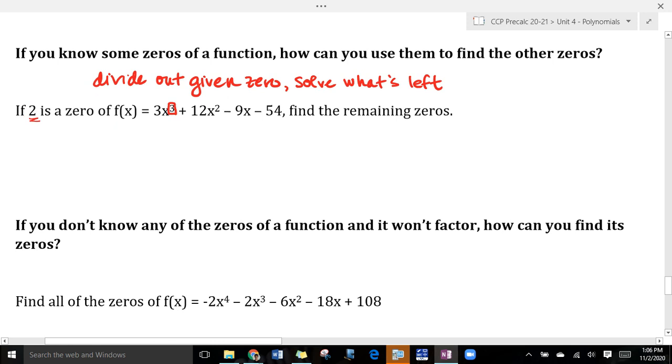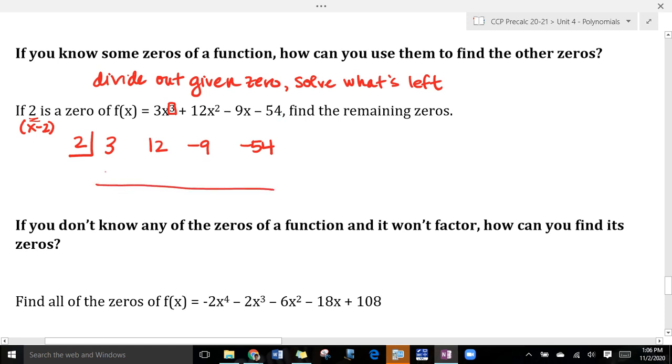So if I've been given a specific zero, I'm going to use synthetic division because I have far fewer places to make mistakes. Remember, the zero goes in the box. It would have come from a factor of x minus 2, and so therefore the opposite number goes in the box. Okay, so don't switch the sign on the zero. That is the value in the box. Off to the right, I'm going to put my coefficients: 3, 12, -9, -54.